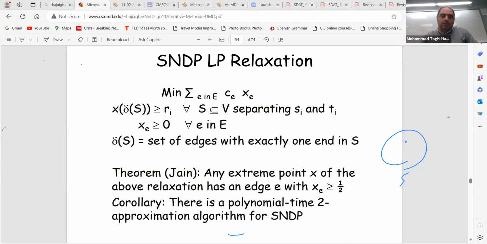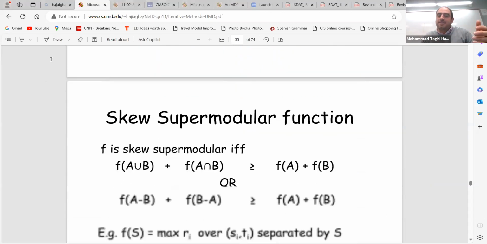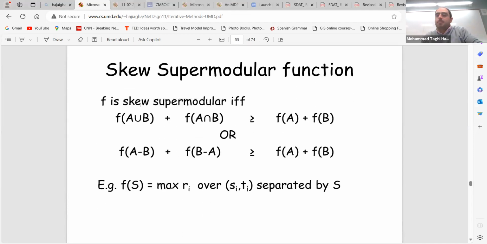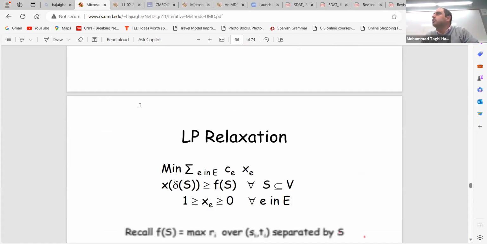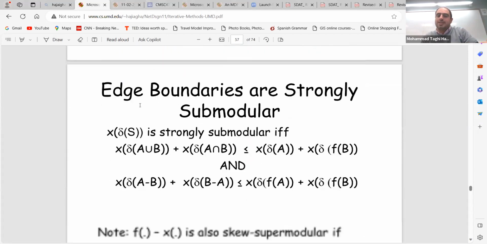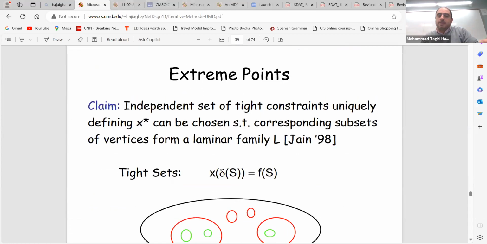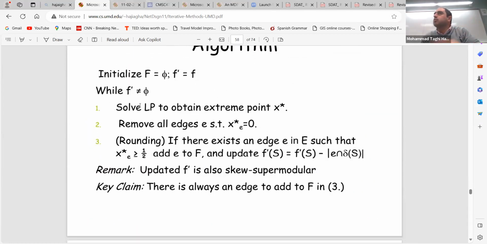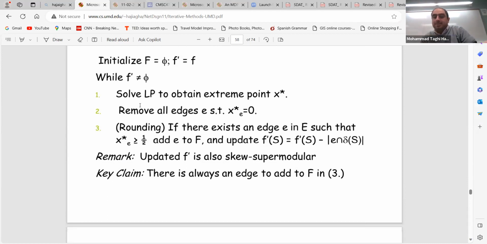So anyhow, you can show that this is also a laminar family. The laminarity is essentially a generalization of that. It is called submodular, but for submodular you can use the same argument to say that this is a laminar family. And then, as I mentioned, all edges with x equal to 0, you will remove them. The rest, if there is a 1/2, you will make it 1, add this edge, and update these conditions.